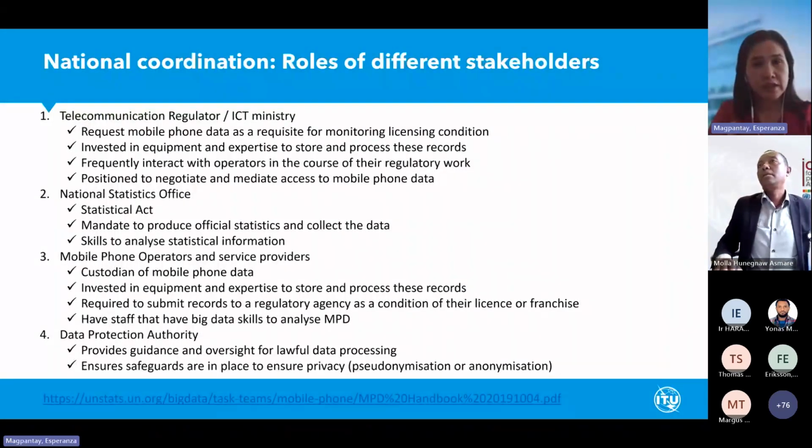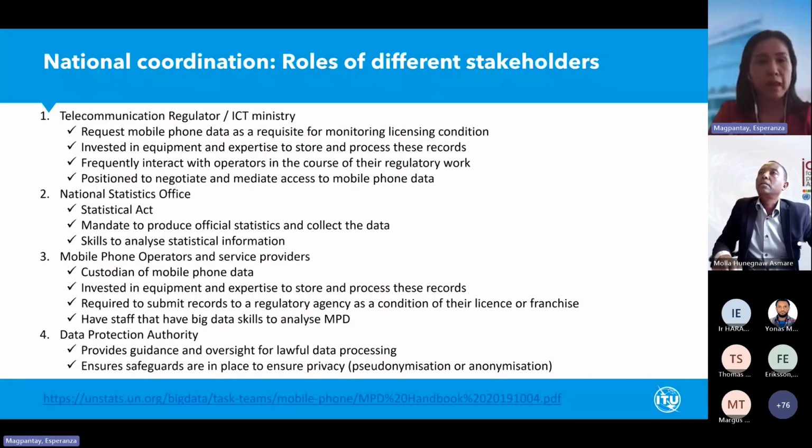The National Statistics Office has a very important role to play because they are guided by the Statistical Act. They have the mandate to produce official statistics, such as the SDG indicators that I mentioned. At the same time, they are expected by the international monitoring framework to provide this data. In addition, they have the skills necessary to analyze the statistical information that may be derived from MPD.